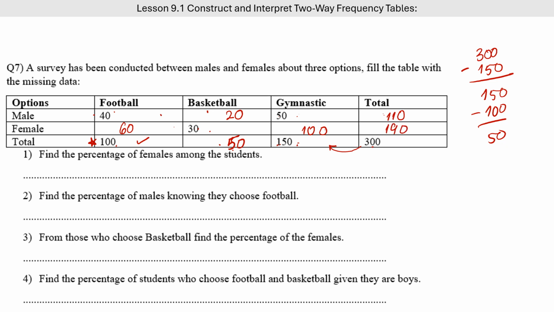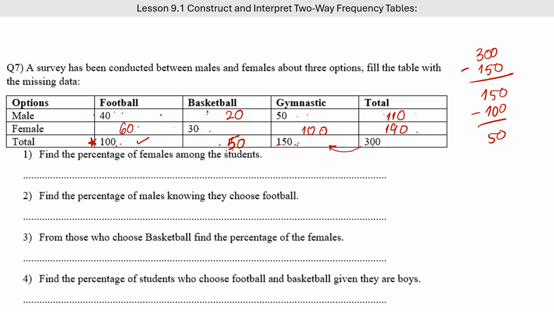And if I want to check, 100 plus 190, yes, gives me 300. 50 plus 100 gives me 150. 20 plus 30 gives me 50. And 40 plus 60 also gives me 100. So my table is correct.